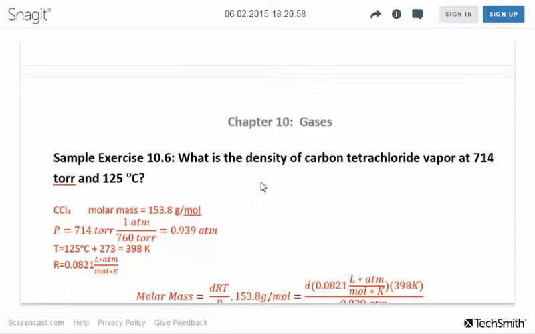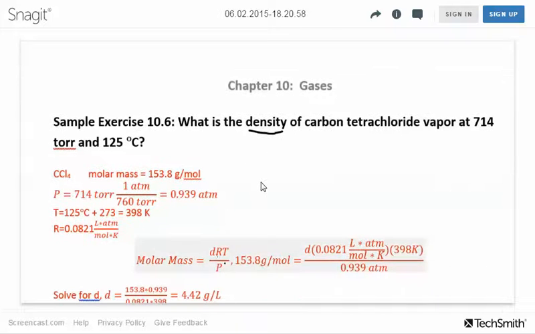Here they say, what is the density of carbon tetrachloride vapor at 714 torr and 125 degrees Celsius? So we're looking for density. Whenever you see density of a gas, it's just the density. Molar mass is dRT over P, so we're going to use this equation here.